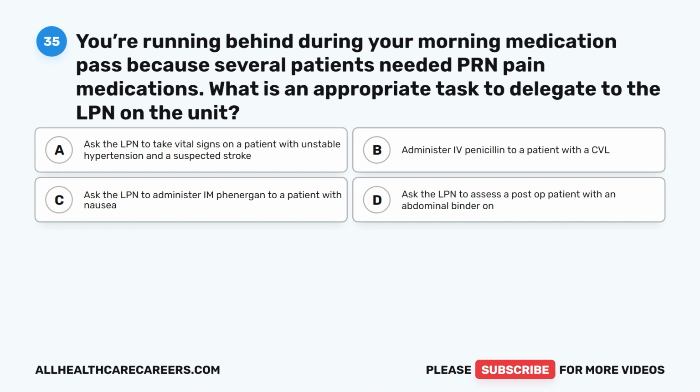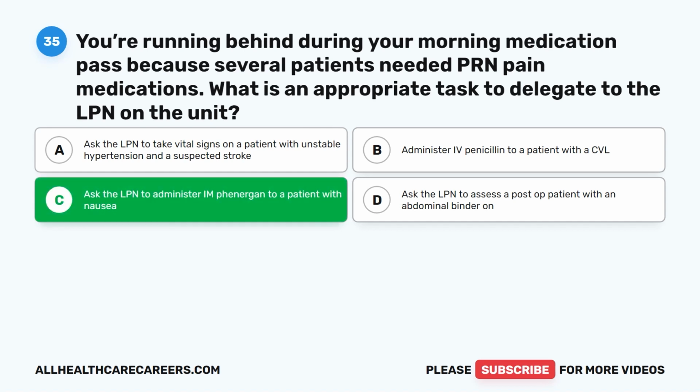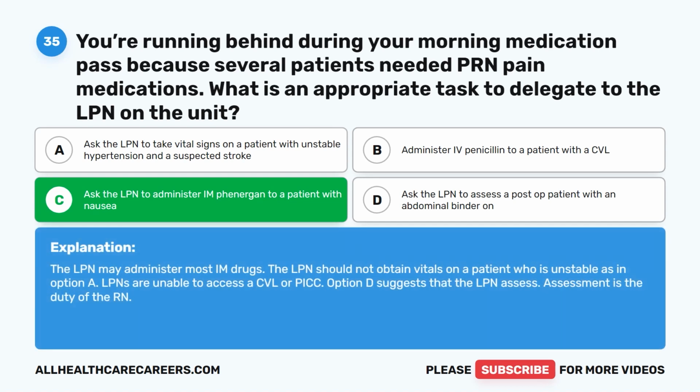Ask the LPN to assess a post-op patient with an abdominal binder on. The correct answer is C. Ask the LPN to administer IM Phenergan to a patient with nausea. The LPN may administer most IM drugs. The LPN should not obtain vitals on a patient who is unstable, as in option A. LPNs are unable to access a CVL or PICC. Option D suggests that the LPN assess. Assessment is the duty of the RN.